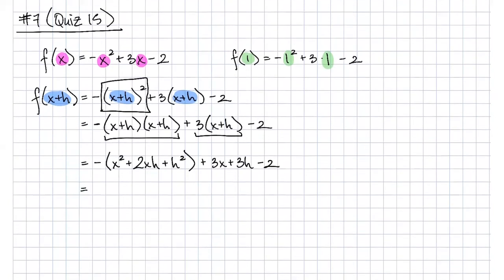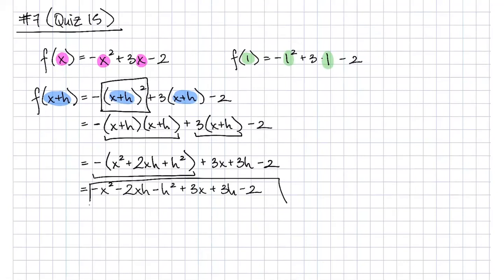And then your last step, we're just going to take care of that negative sign. Negative x squared minus 2xh minus h squared plus 3x plus 3h minus 2. Okay. So the big skill that we're really looking for here is just the idea of substitution.